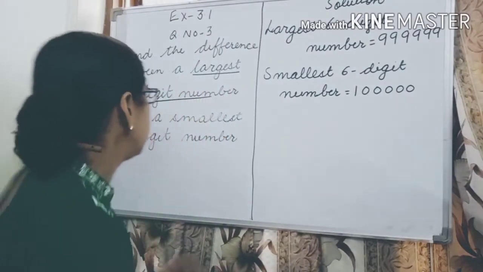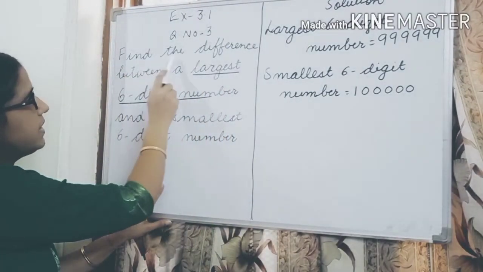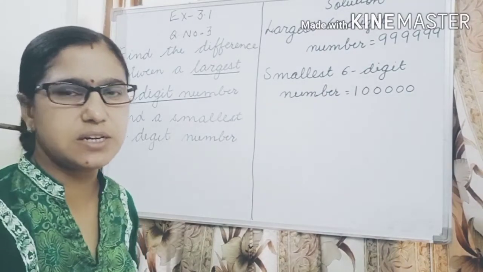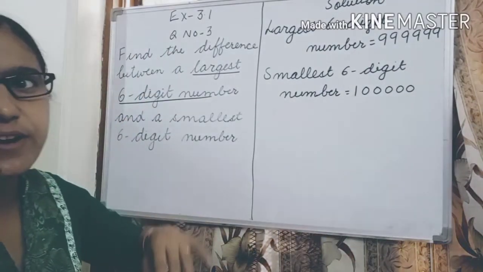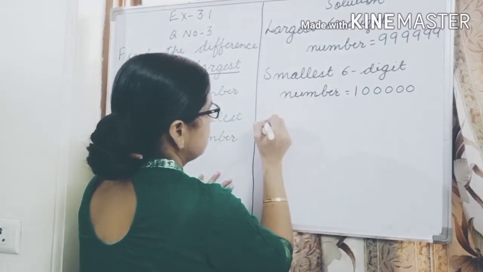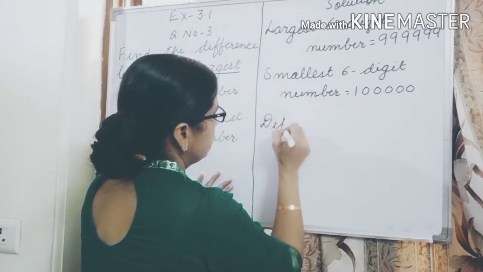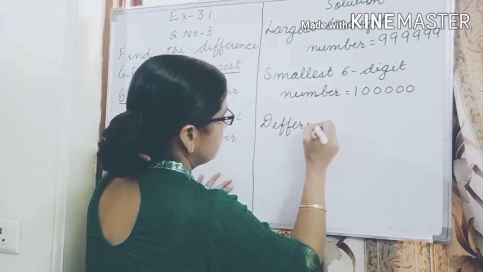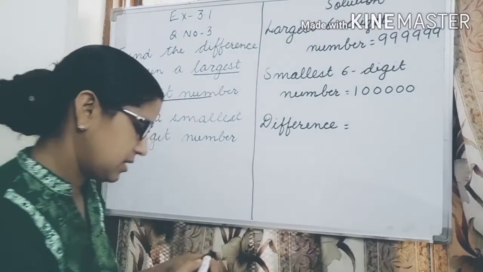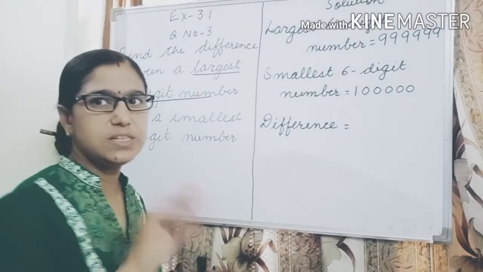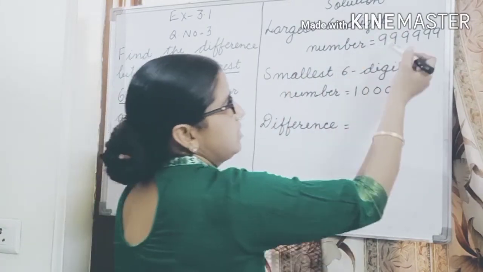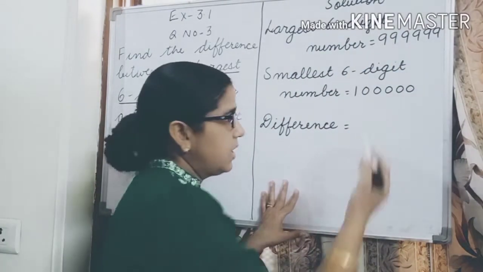Find the difference. Difference means minus, subtraction. The answer of a difference is called the subtraction. We have to find the difference. Before doing subtraction, we have to check which number is bigger. Now which number is bigger? In this one 6 digits are there, and in this one also 6 digits are there. Then how will you compare?